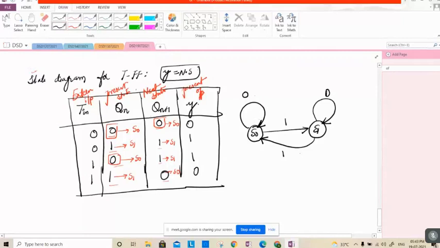Now what about the outputs? Tell me the outputs. What is the output here? 0, sir. Now what about the output here? 1, sir. What about the output here? 1, sir. What about the output here? 0, sir. Right. Now this is the T flip-flop state diagram.